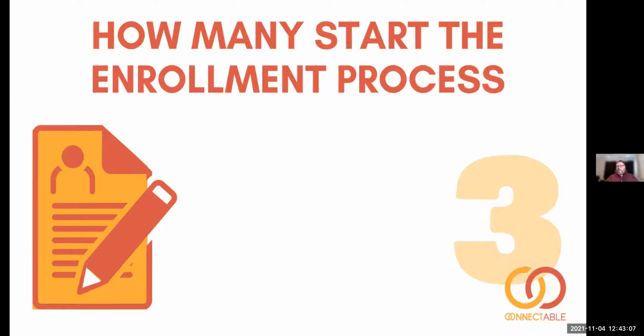Third number that you want to look at is how many start the enrollment process. So that looks like different things for different programs. I understand that. So, number one is visited. Number two is expressed an interest. They're on a list somewhere that you're keeping. And number three is people who actually start through the process.